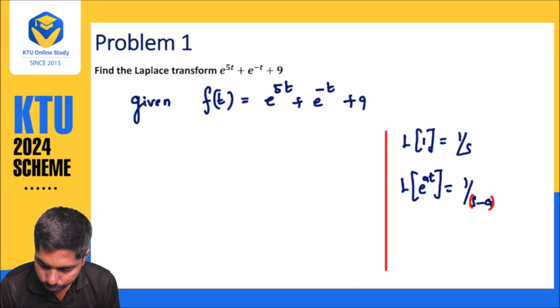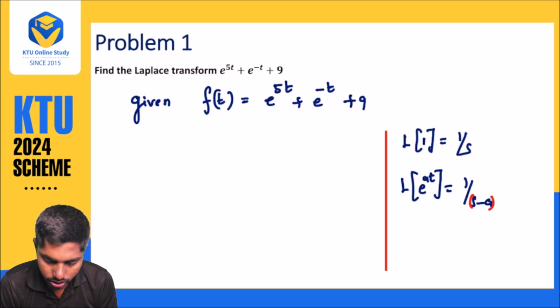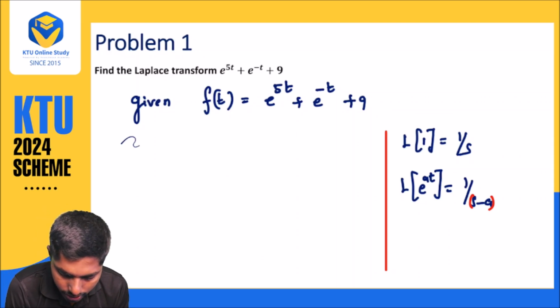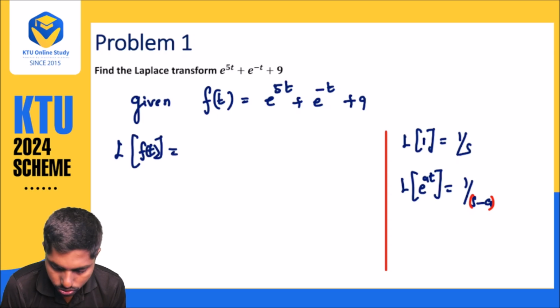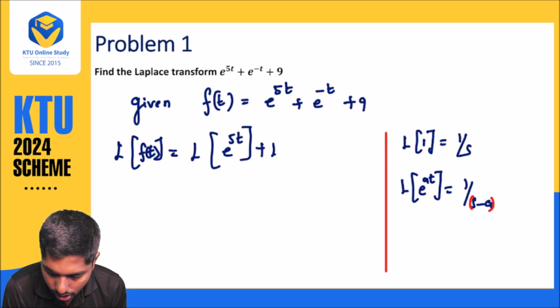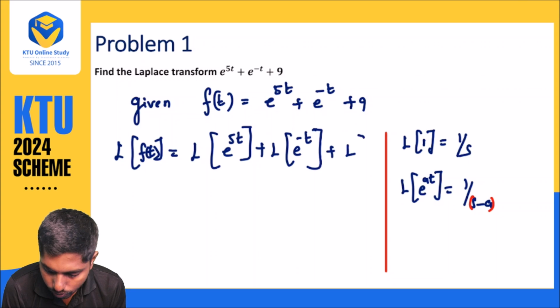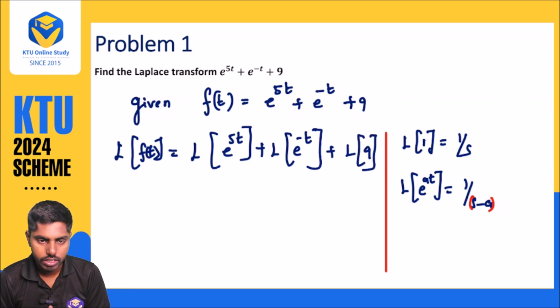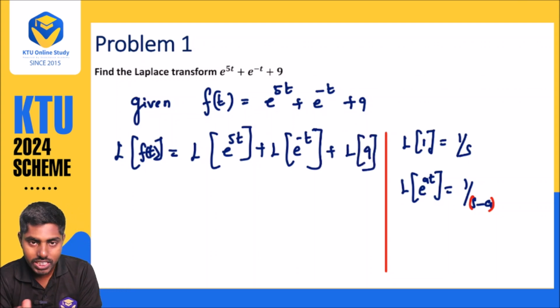Now, to find the Laplace transform of f of t, L of f of t is equal to L of e power of 5t plus L of e power of minus t plus L of 9. So this is the way we have written it. This is just a step-by-step presentation you are writing.